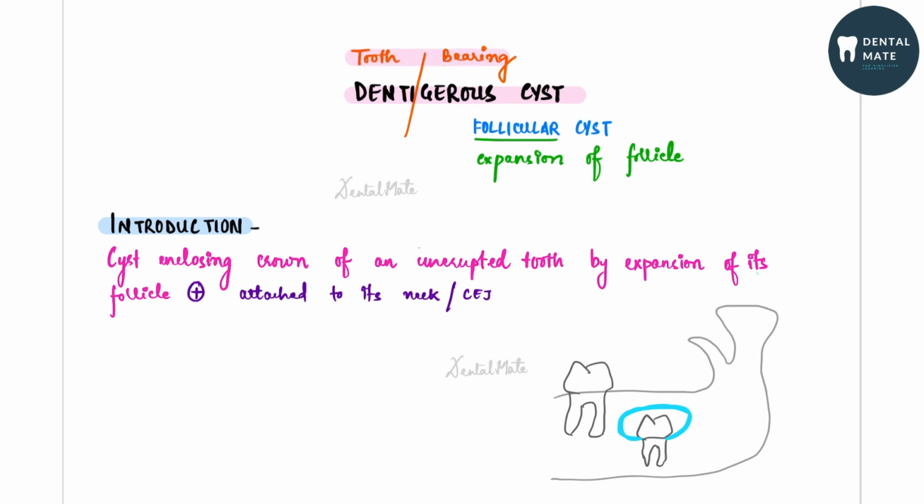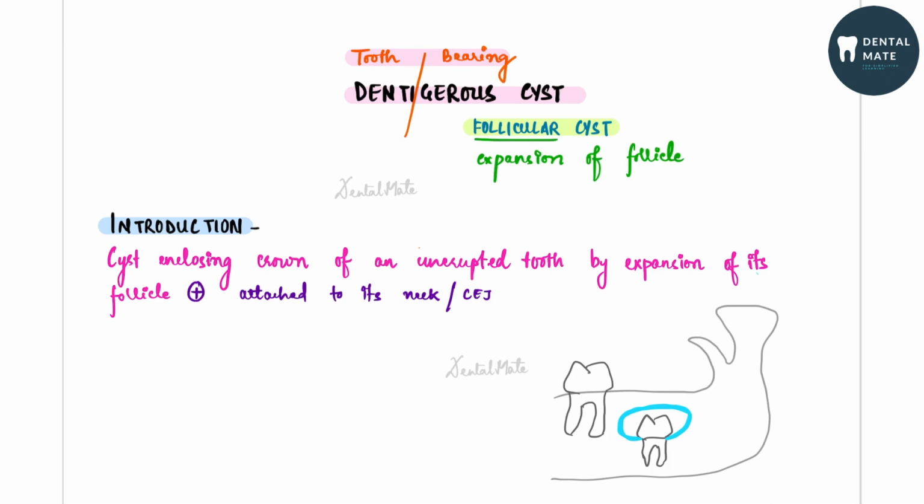This cyst is also known as follicular cyst. Why? Because there occurs expansion of the follicle when the cyst is formed. That we'll be seeing later on. To introduce, it is a cyst enclosing the crown of an unerupted tooth by the expansion of its follicle, and it is attached to the neck of the tooth or CEJ.